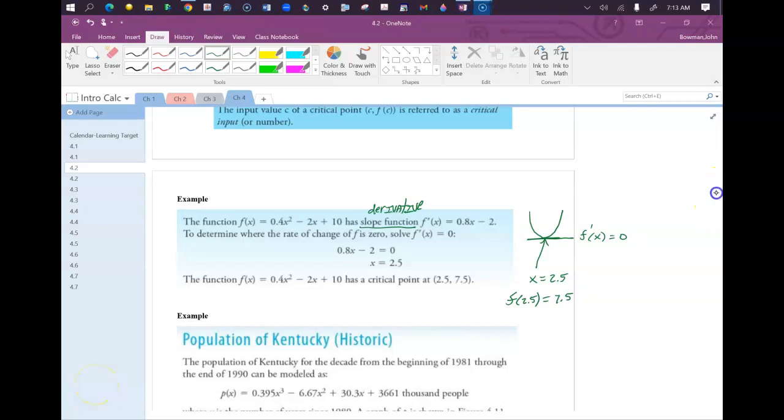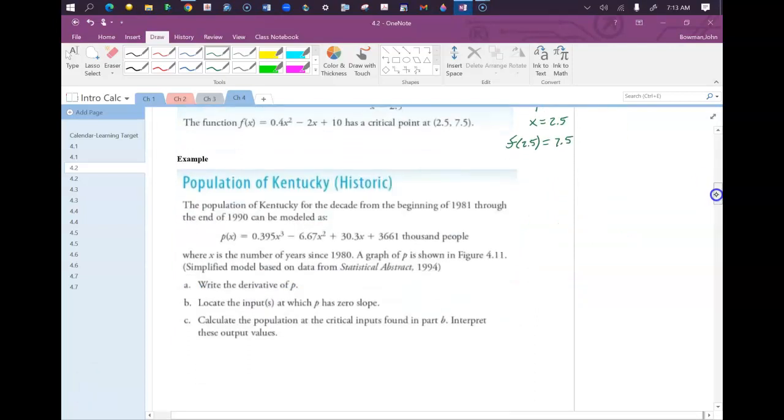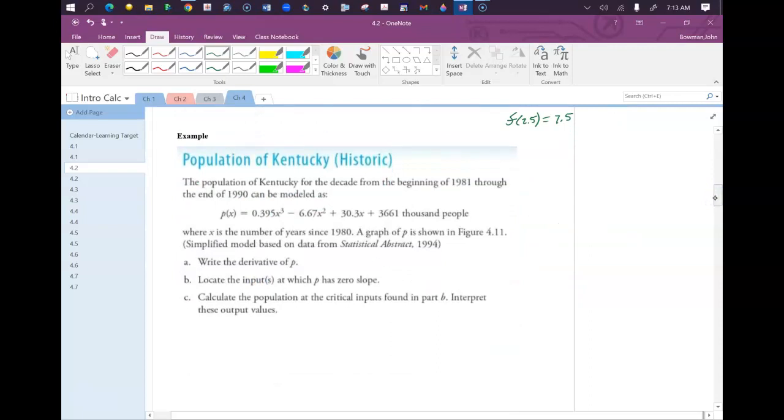So let's take that idea and apply that to our population of Kentucky problem. So here's the function p of x for the population of Kentucky from 1981 through the end of 1990, and x is the number of years since 1980. So x equal 1 would be 1981, and so on and so forth.